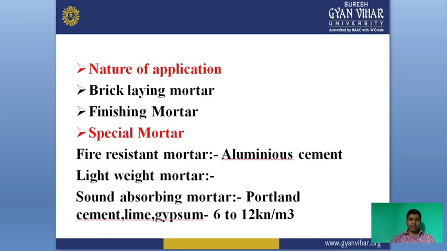Special mortar includes fire resistance mortar, like aluminum cement. Lightweight mortar is very light in weight, meaning low grade used. Sound absorbing mortar is used with Portland cement and gypsum, and it should give us strength of 6 to 12 newton per meter cube.